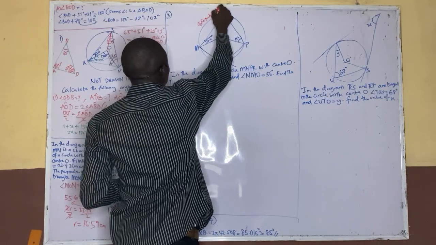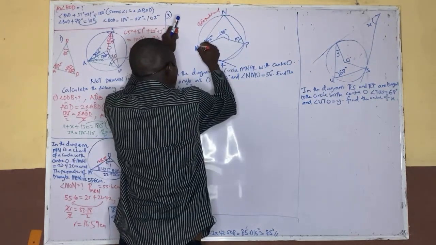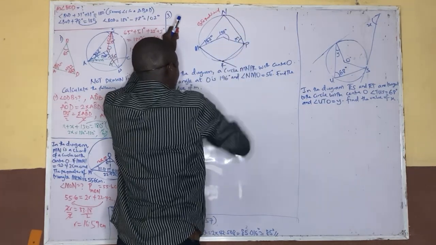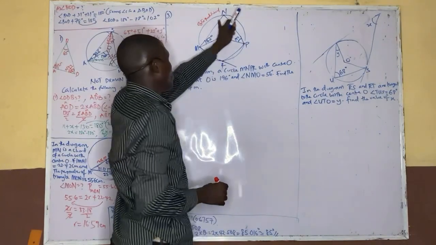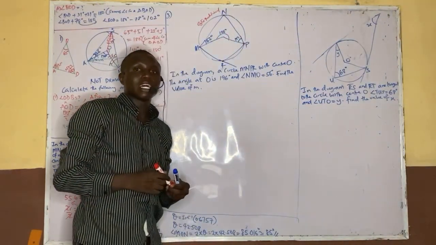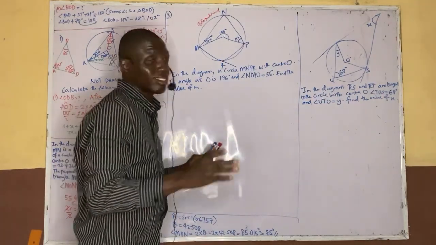There's a theorem that we are going to use about cyclic quadrilateral. Why? Because the vertices are touching the circumference. This is a quadrilateral and the vertices are touching the circumference. That's why we call it a cyclic quadrilateral. If the vertices are not touching the circumference, it's not a cyclic quadrilateral, so we just have another quadrilateral.